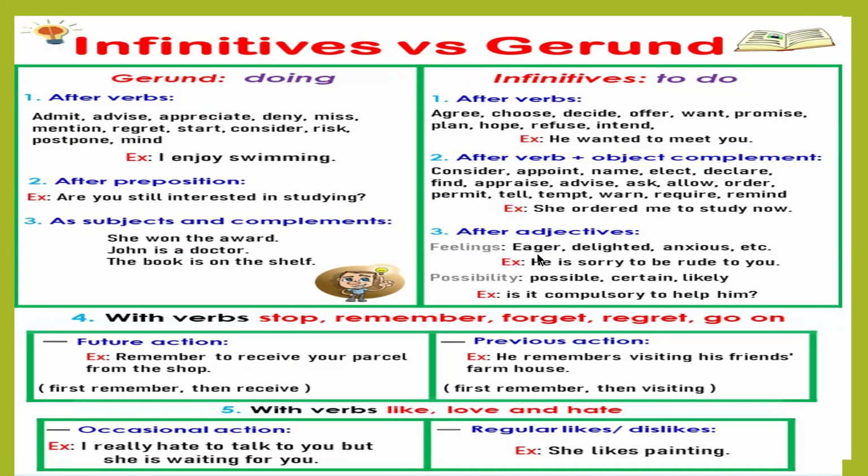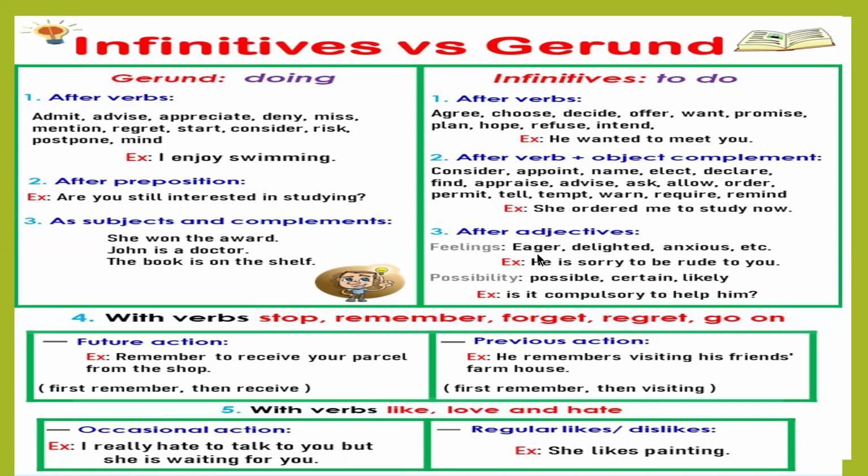So remember is used both with a gerund and an infinitive. These verbs, stop, remember, forget, regret, go on, if we use them with an infinitive or with a gerund, the meaning is totally different. Example: Remember to receive your parcel from the shop. Here, to receive is an infinitive, and the meaning is first remember, then receive your parcel from the shop. Second, it indicates a future action.